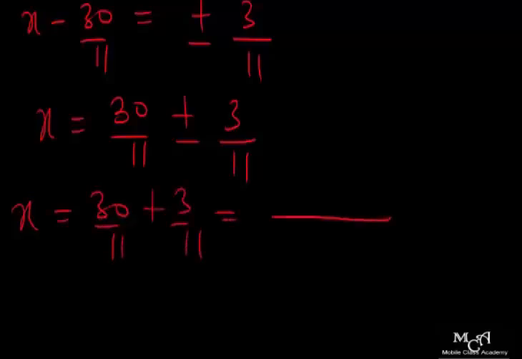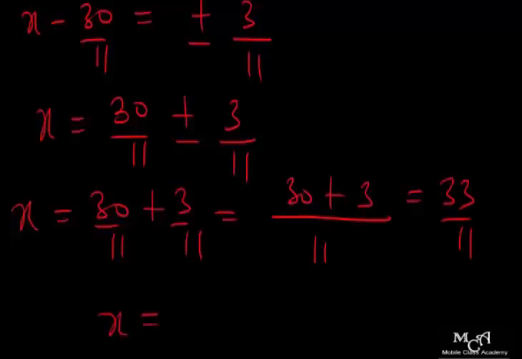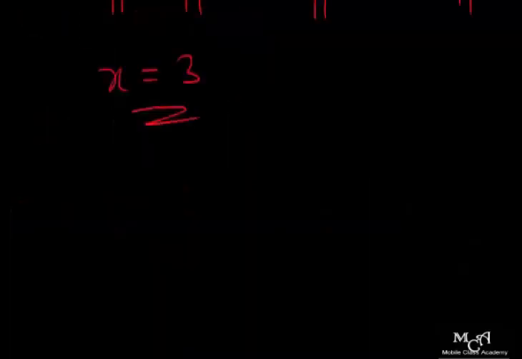The LCM here is 11. So that gives me 11 in 11 is 1 times 30 is 30, plus 11 in 11, 1 times 3 is 3. So that gives me what? 30 plus 3 is 33 over 11. So my x is equal to, what is 33 over 11? That gives us 3. So x is 3. Or x is equal to what?